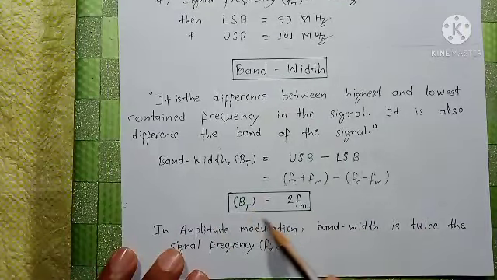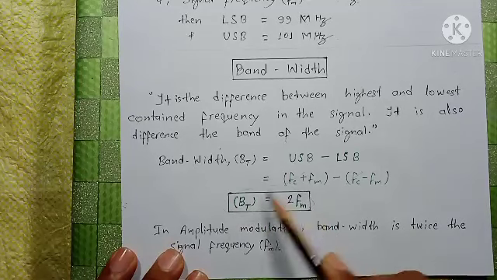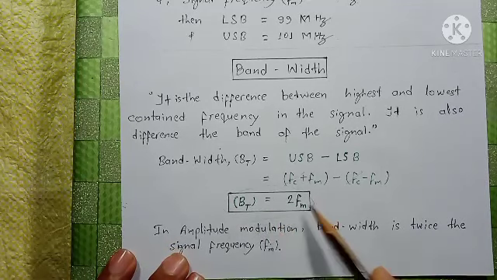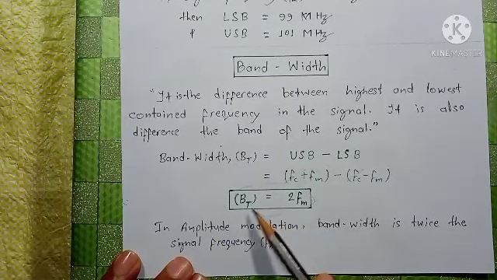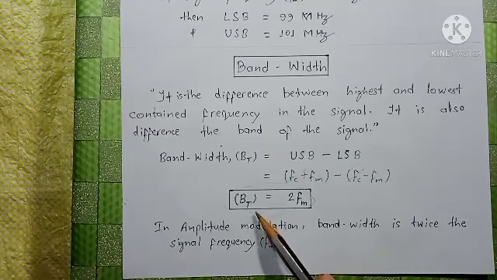This is the value of our bandwidth. So in amplitude modulation, this bandwidth BT is twice the signal frequency fm.